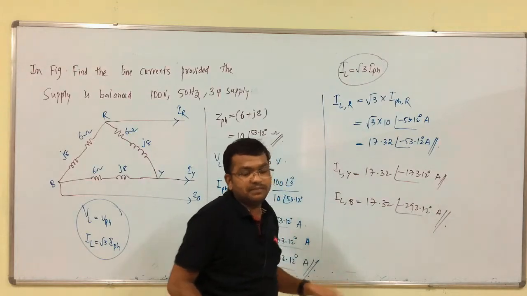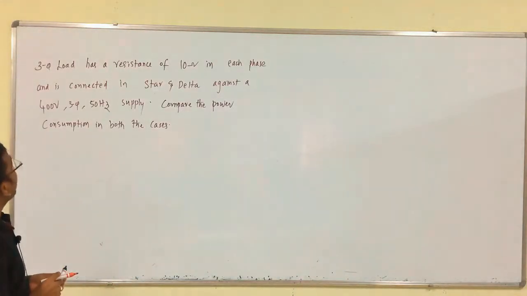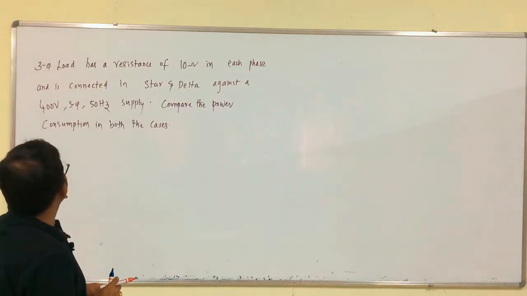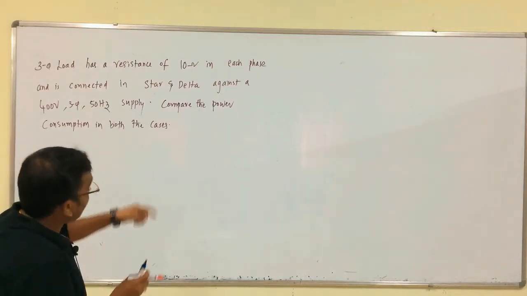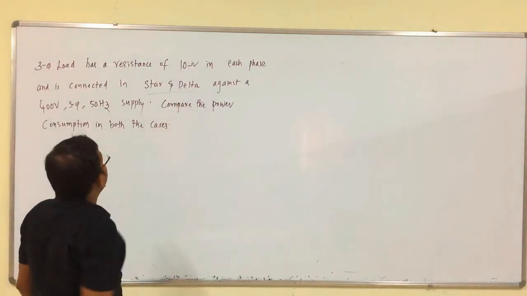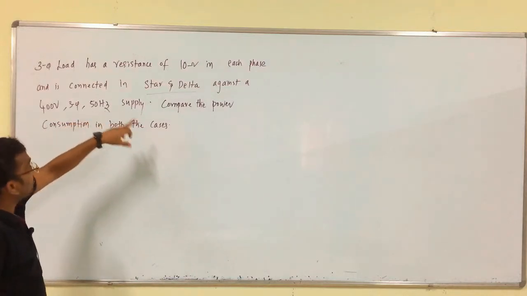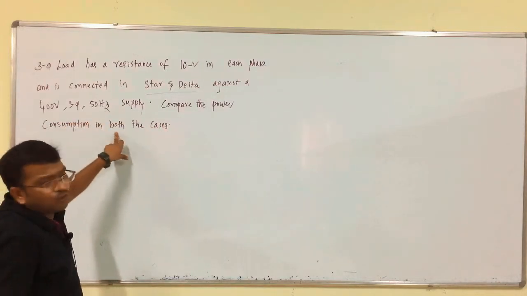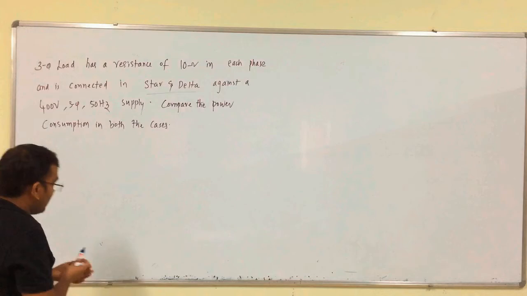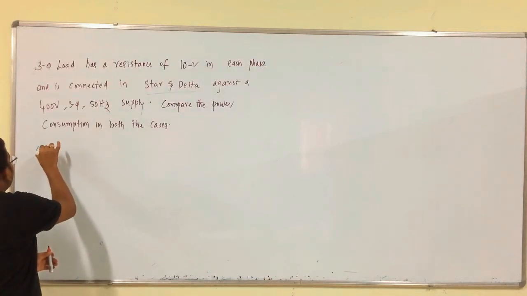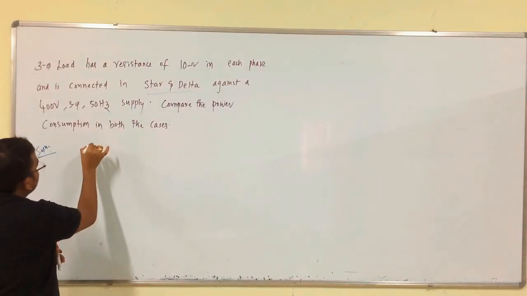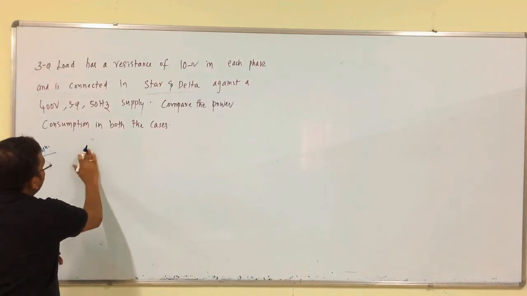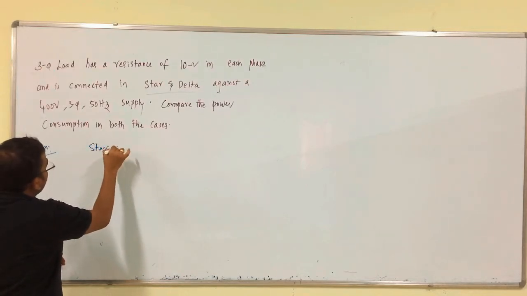A 3-phase load has a resistance of 10 ohms in each phase and is connected in star as well as delta against a 400 volts, 3-phase, 50 hertz supply. Compare the power consumption in both the cases. So, we have to calculate the power in star as well as delta. Now, it is time for star connection.